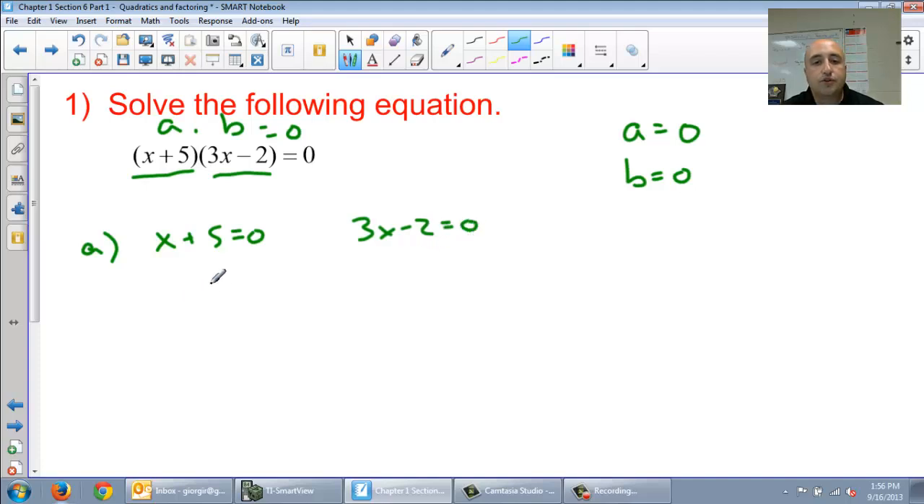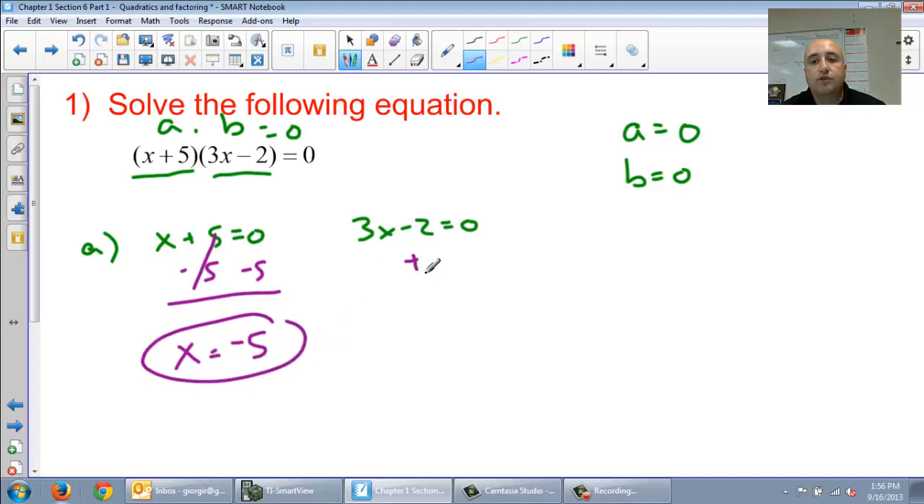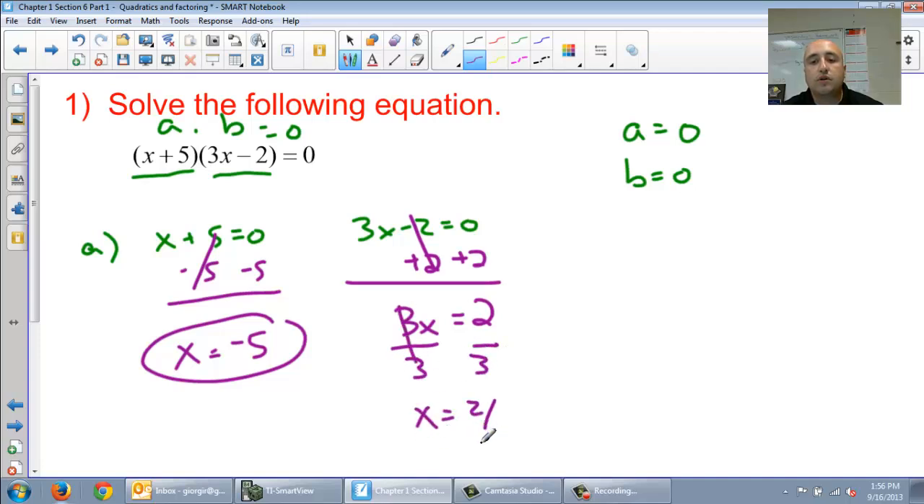Okay? So these are two simple equations. The first one, we are going to subtract 5 from both sides. So x equals negative 5. There's one answer. And this one's a two-stepper. We need to add 2 first. 3x equals 0 plus 2, which is 2. And then we need to divide by 3. Oops, I want to make sure I do that correctly. We get x equals 2/3. So there are our two answers, negative 5 and 2/3. Now that one was easy because it was already factored for us.